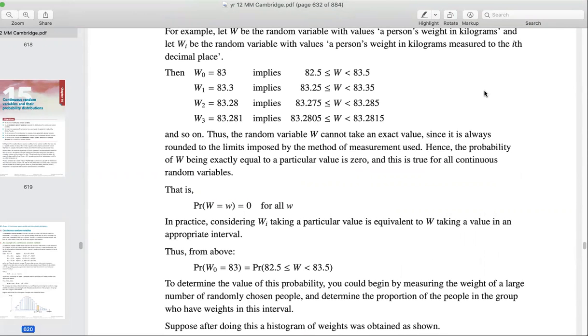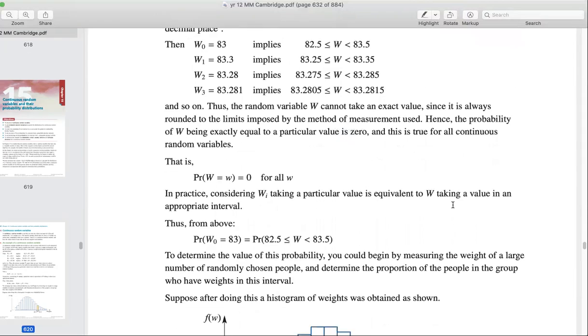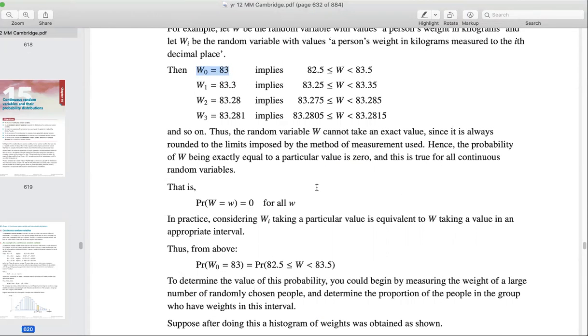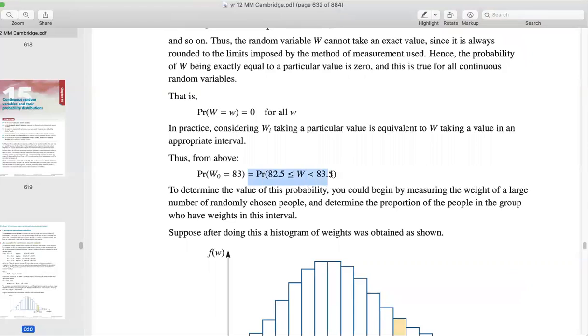So essentially for us, the probability of being exactly equal to a particular value will be 0, because W cannot take an exact value, and this is true for all continuous random variables, right? So in practice, we make an appropriate interval to calculate the probability, right? From above, if we take W equal to 83, we can calculate the probability between 82.5 and 83.5. Essentially this means the area under the graph will give us the probability. Okay.